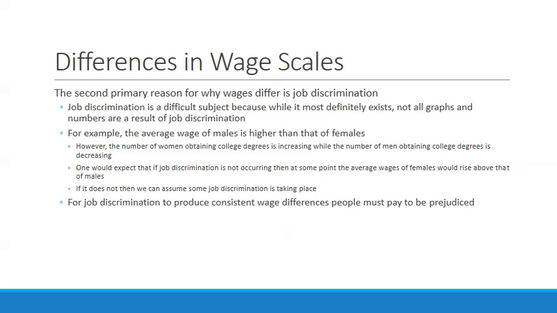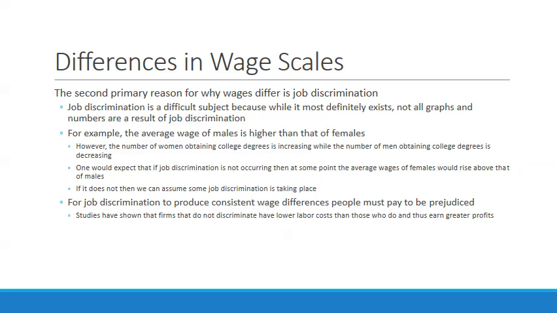Now, for job discrimination to produce consistent wage differences, people must pay to be prejudiced. And that's the interesting thing here, is that you actually as a company are going to have to pay in order to be prejudiced against hiring or paying a certain group of people less than you would another. And the reason why that is very simple. If you're going to pay males higher than you're paying females who both have the same educational, or women who have a higher educational skill set than do males, then you're costing your company money because you're not hiring the best worker. So studies have shown that firms that do not discriminate have lower labor costs than those who do, and thus earn greater profits.